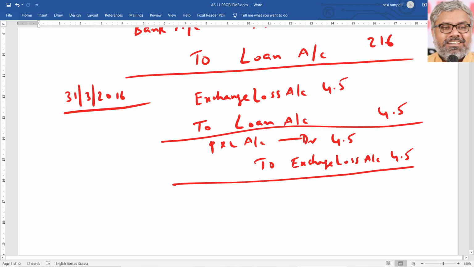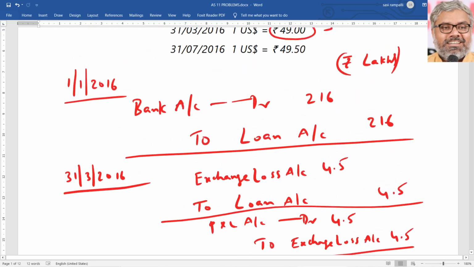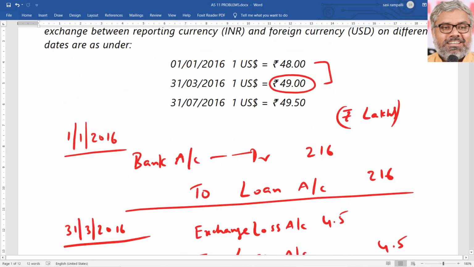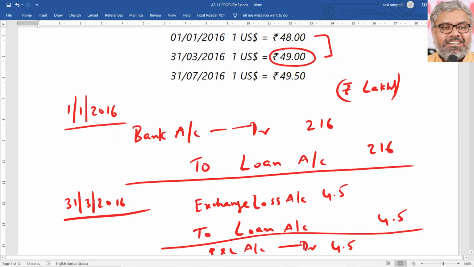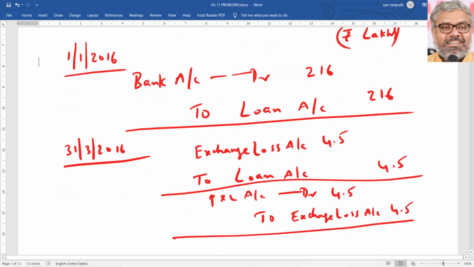Net impact is simple. That is P&L account is finally debited with 4.5 lakhs as a loss. Credit happened to loan account which has been now restated at 220.5 lakhs because that is the closing rate on 31st March 2016. So that happens on 31st March 2016. These are the entries. When we say entries to be passed, we have to write all the entries. Directly you cannot debit P&L account. It's okay. Impact is the same.